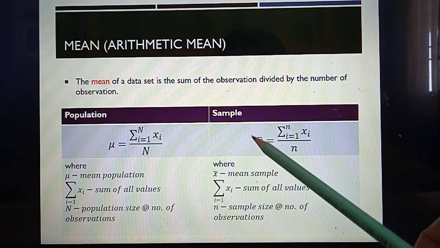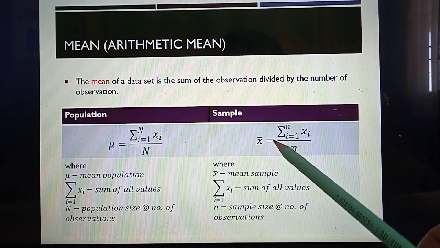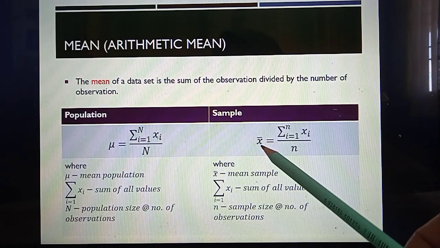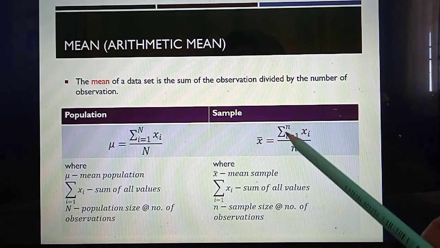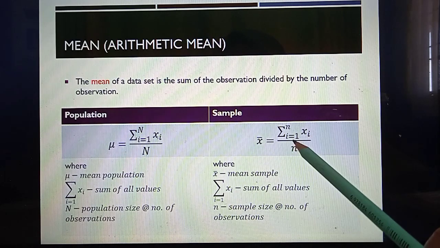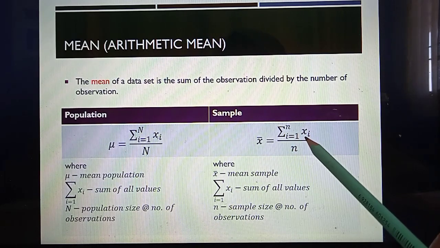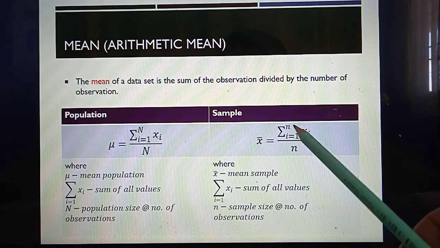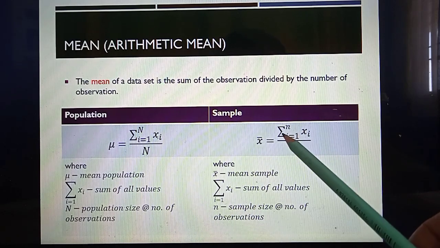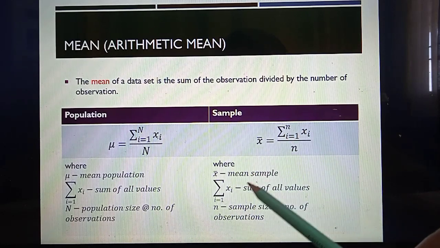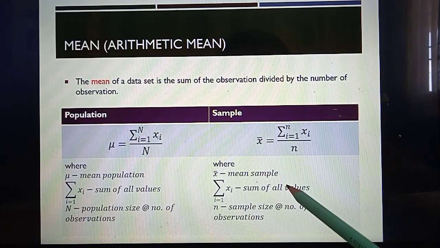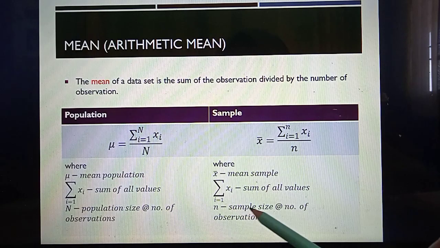Okay, for a sample, the symbol used is x bar, and the formula is the summation of xi, i from 1 until n. Okay, n is the sample size. Xi means data from the sample, data 1, 2, 3 until however many data we collect from the sample. Okay, x bar is the sample mean. Summation xi means the sum of all values of the sample data, and n is the sample size or number of observations.